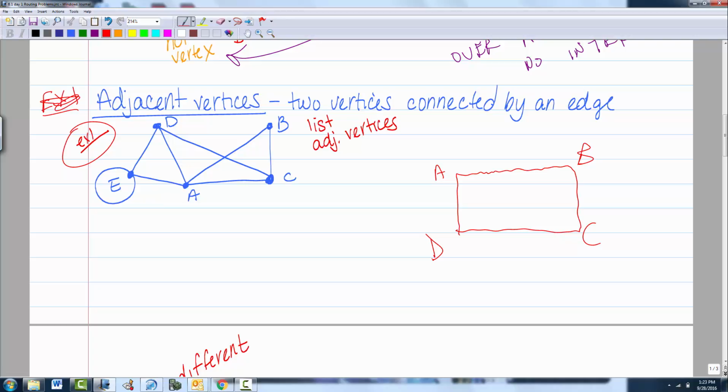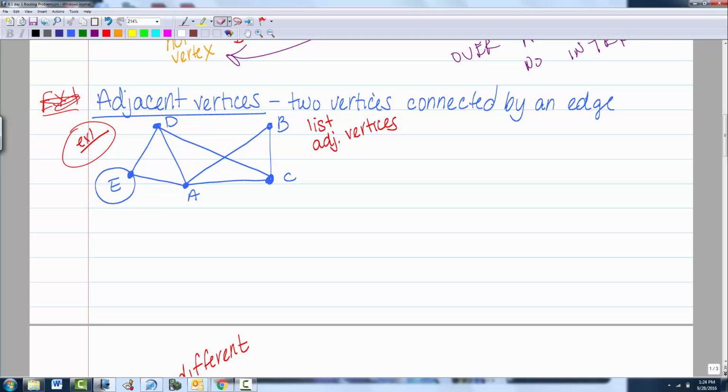Now, what vertex is adjacent to B? What vertex or vertices are adjacent to B in this simple drawing? A and what? C. And we use that term because, like in parallelograms, adjacent angles are supplementary. So we used that word before, adjacent. Adjacent vertices are two vertices connected by an edge. So the example you might have to do in your homework is list the adjacent vertices.